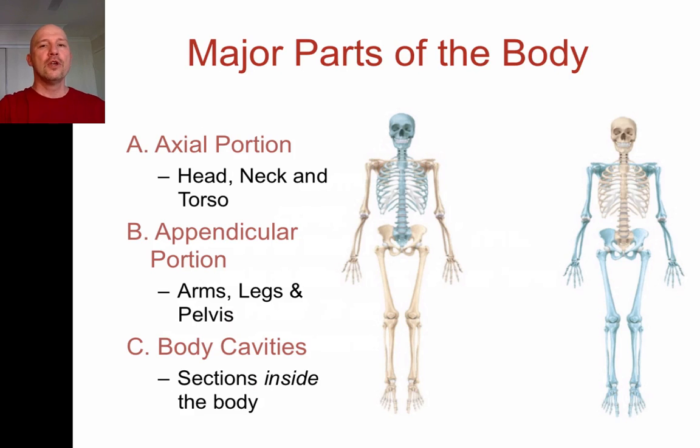So the first part is the axial portion, and axial means the core. So your head, your neck, your torso, your chest, and going down to the bottom of your spine, that's called the axial portion of the skeleton. But the meat that hangs off of that axial part of the skeleton is the axial portion of the body. The limbs and the bones of the pelvis are the appendicular portion. So arms, legs, pelvis, that makes up the appendicular.